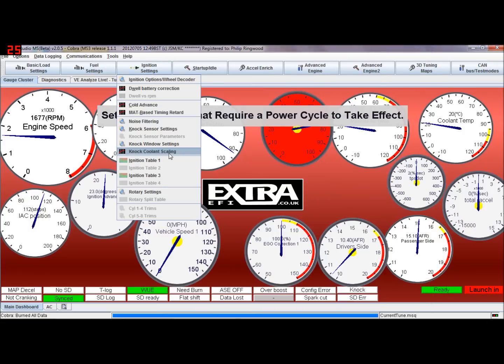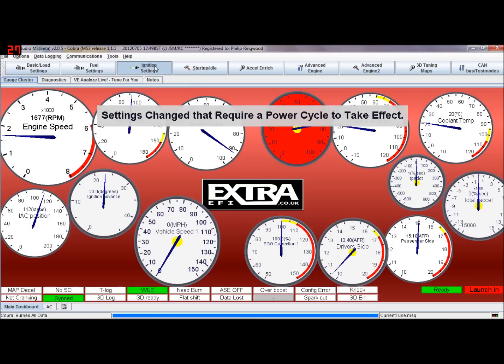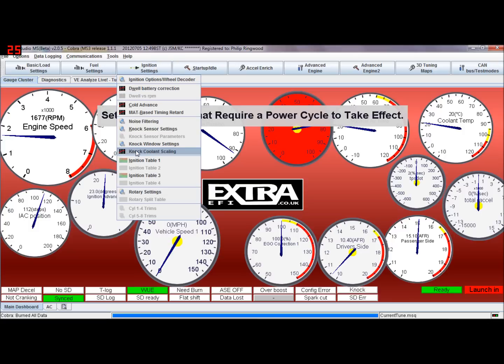And then the coolant scale. This is how much knock is needed, or how much percentage is added to the knock system when the engine's cold. The main reason for that is because you'll get a lot more noise, not necessarily knock detonation, but a lot more noise when the engine's cold, because the engine's got wider tolerances and is chattering around a lot more, so you can alter the scaling.